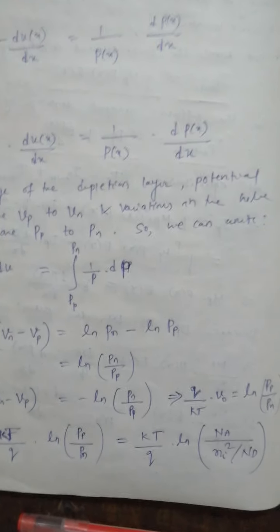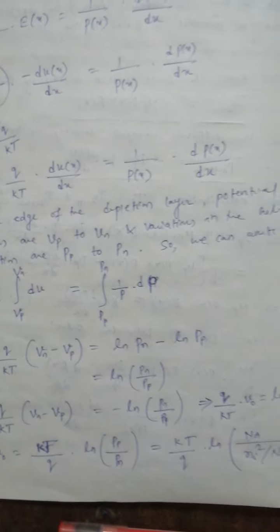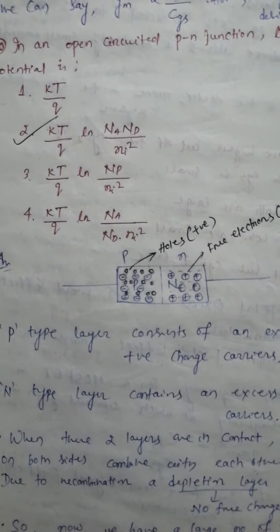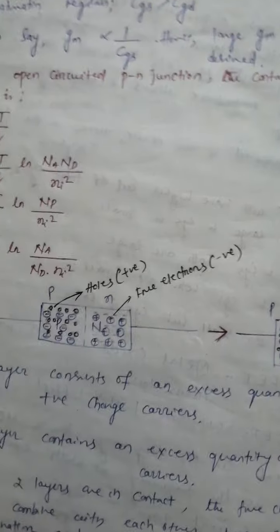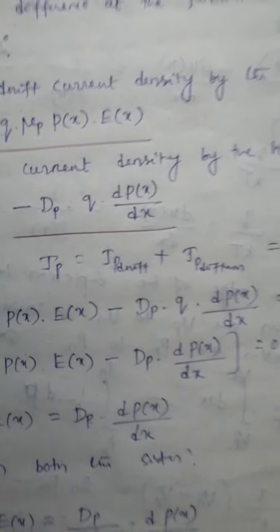Actually these are very easy. If you are not getting it, you can ask me in the comment section. And at last I have got the answer as kT by q ln of Na Nd divided by ni square. We know that Pp is approximately equal to Na and Pn equal to ni square by Nn equal to ni square by Nd. So this way the answer will be option number 2, that is kT by q ln Na Nd divided by ni square. So this way question number 10 is also finished.